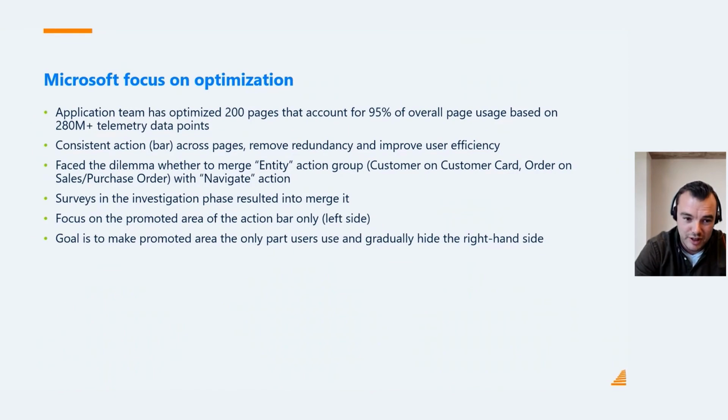So they did a survey. Okay, should we merge it or should we keep it or whatever? And with all the enhancements they would like to do, they focused on the promoted area of the action bar only. So the left side, on the right side you have the more options, and I will show some pictures in a minute. They would like to focus on the left side, and the goal is to make the promoted area the only part where the typical end user can find all the actions they need.